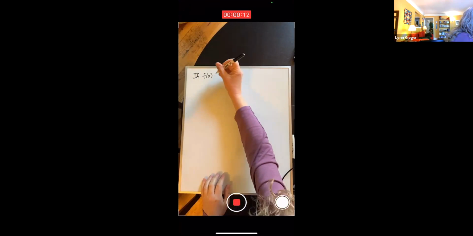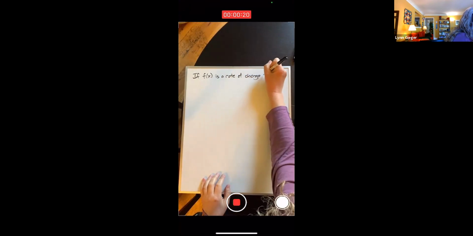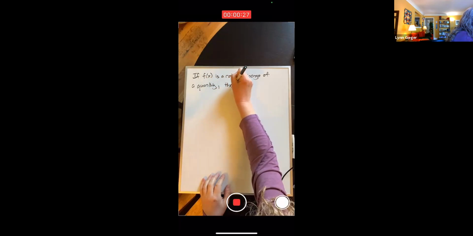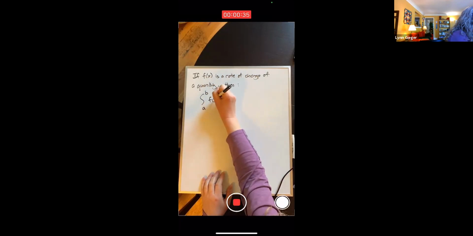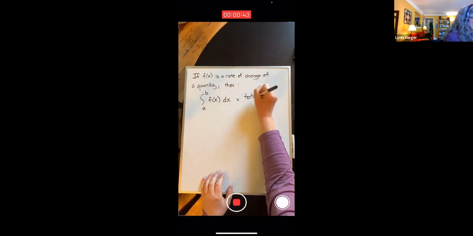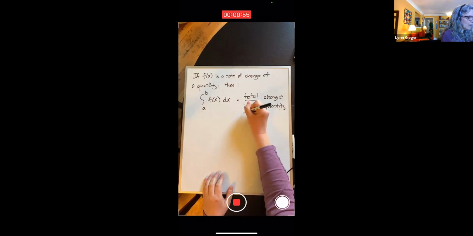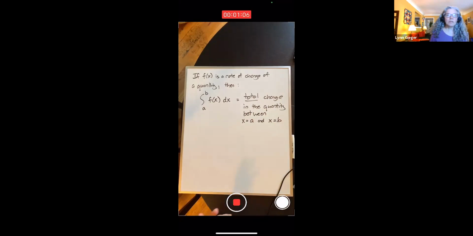If f of x is a rate of change of a quantity, then we interpret the definite integral from a to b of f of x dx as the total change in the quantity between x equals a and x equals b. So something like this.